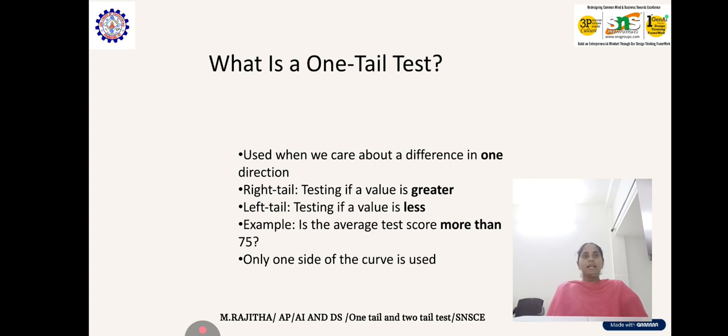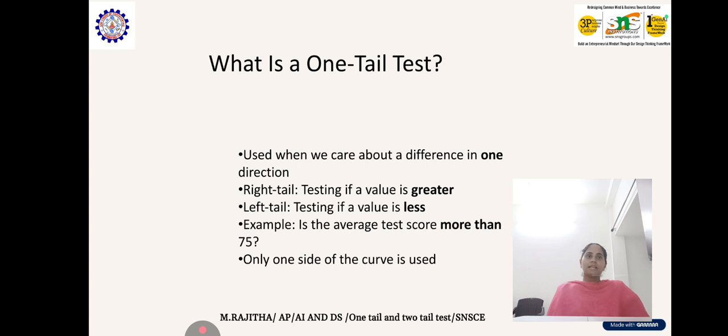For example, if a student claims that their average test score is more than 75, we are interested in whether the average is significantly greater than 75. This becomes a right tail test. Alternatively, if we want to test if the score is significantly less than 75, it becomes a left tail test. The one tail test allows us to detect an effect in a specific direction. It is useful when the research question or claim is directional.